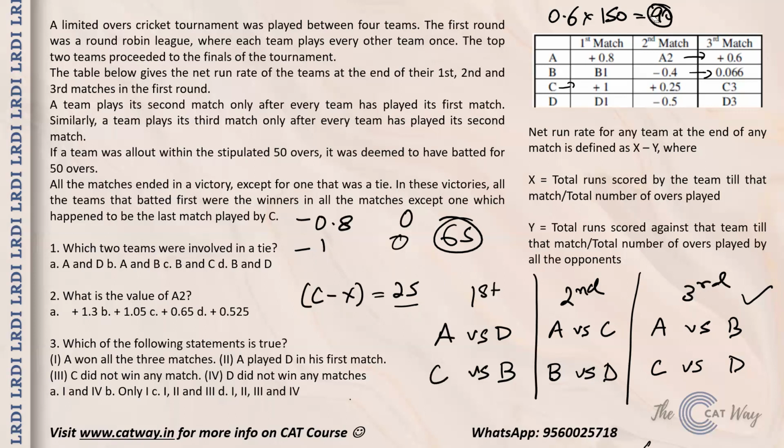And similarly for B also, you can see that B also won the third match that it played, because the net run rate is increasing. So it cannot be A and B who played the match. That means definitely in the third round, it is going to be A versus D and C versus B. And then in the first round, it is going to be A versus B and C versus D.